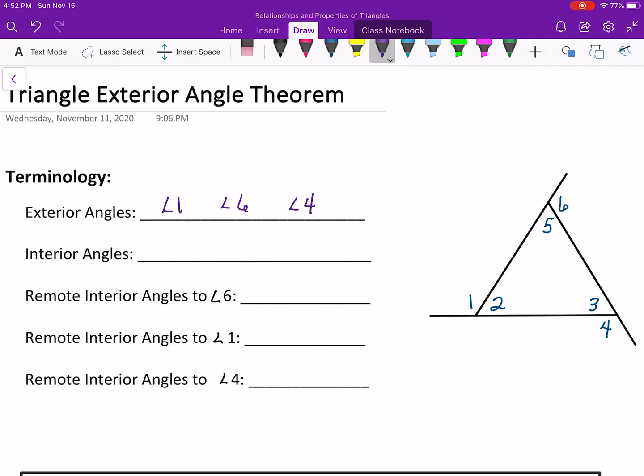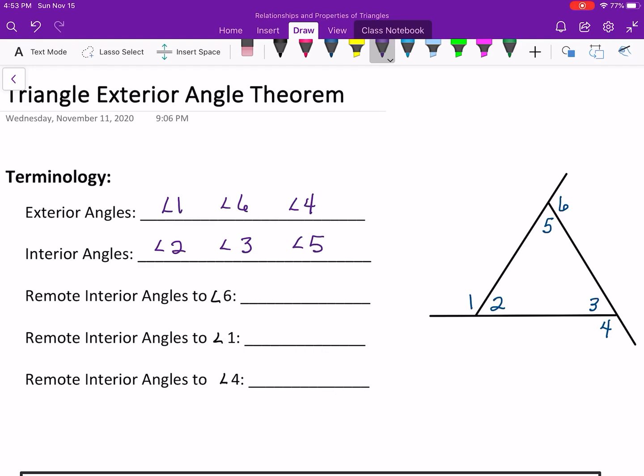The interior angles are the angles that are part of the linear pair that are inside the triangle. And notice on each of those definitions, I'm saying they are part of a linear pair. So the interior angles are angle 2, angle 3, and angle 5. They also happen to be the 3 angles that are inside the triangle.